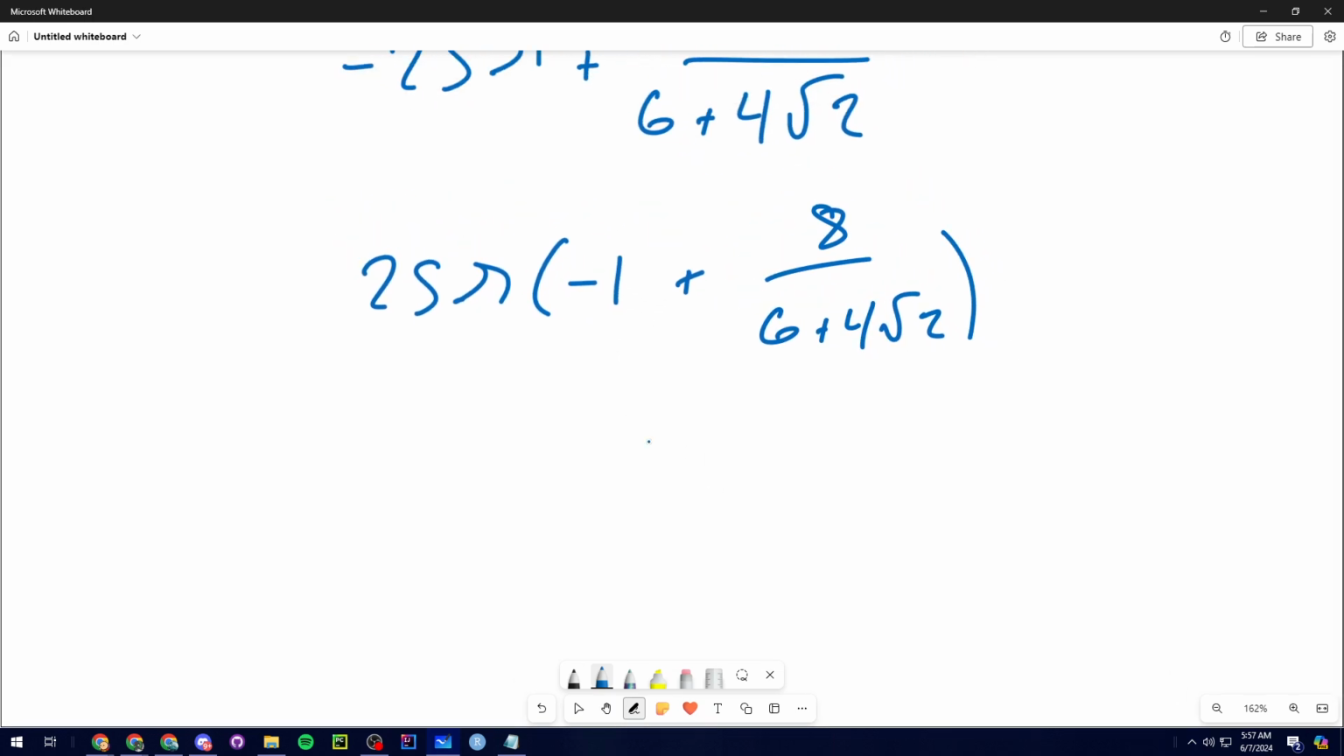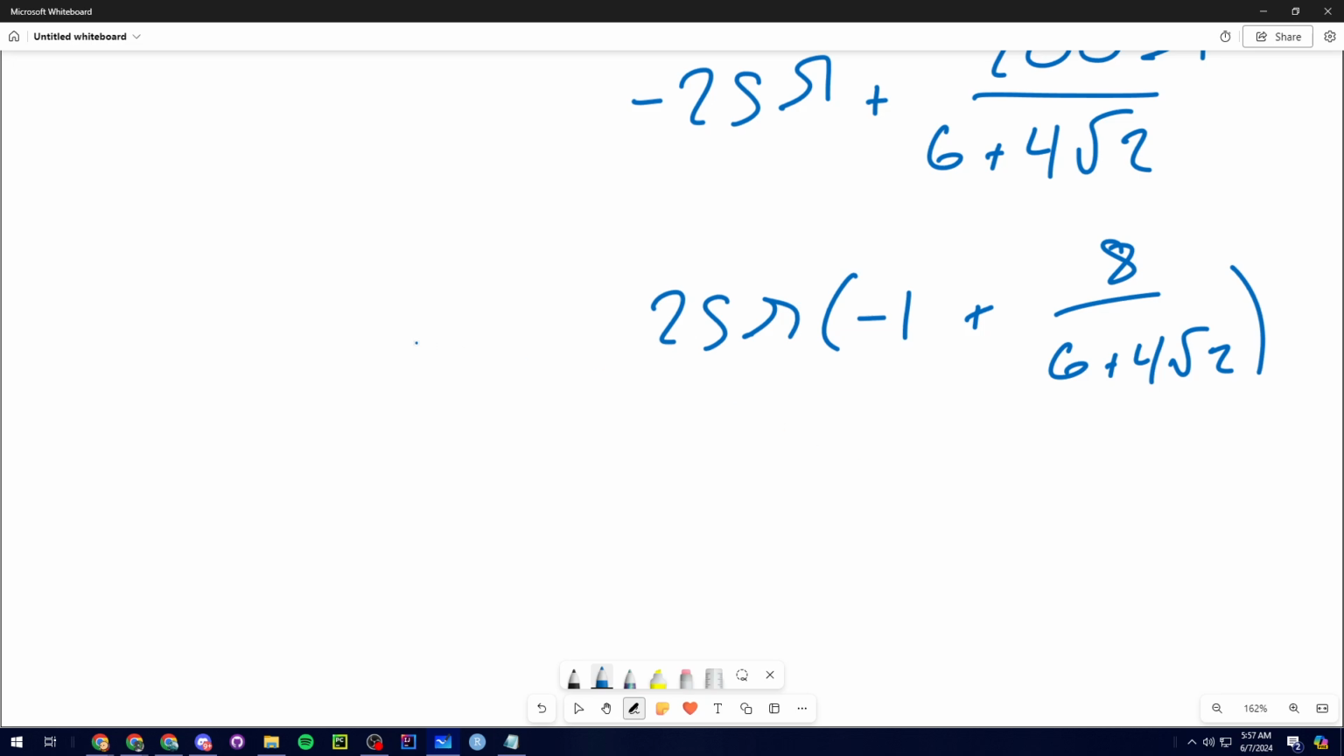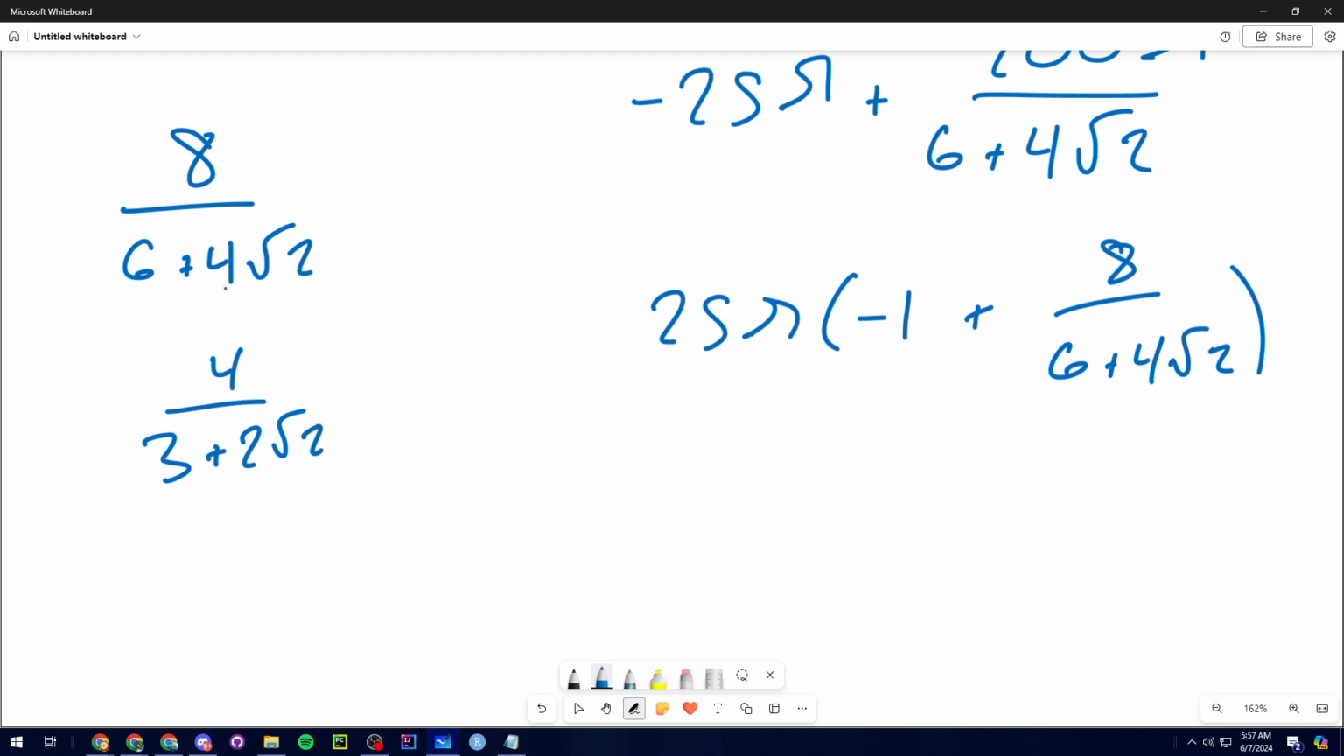So yeah, I'm going to handle that 8 plus 6 plus 4 root 2 by itself. That is just going to be 4 over 3 plus 2 root 2. That's just me dividing by 2 on the top, like canceling out that 2. That's because you have 2 times 4, and you can factor out that 2 as 3 plus 2 root 2. So you'll see that's how the 2's cancel out.